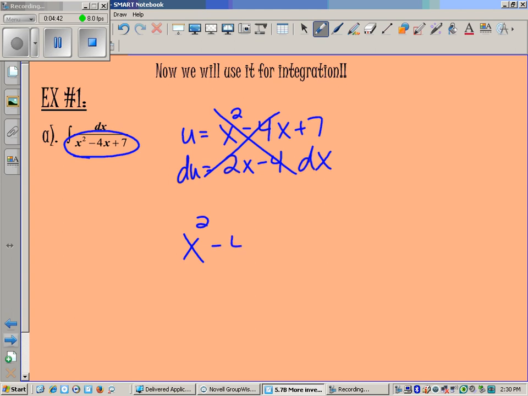If I'm doing completing the square, I have an x squared minus 4x. If I bring it over to the other side, that's a negative 7, right? If I take the number in front of x, that's the negative 4, and I divide it by 2. Negative 4 divided by 2 is negative 2. What's negative 2 squared? Positive 4. Add that to both sides.